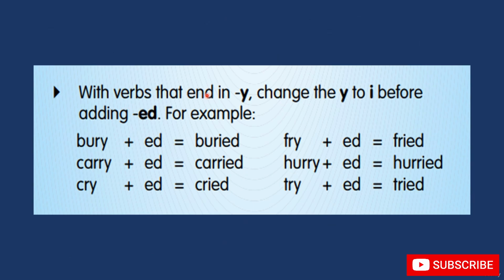With verbs that end in y, we change the y to i before adding ed. For example, bury, I need to add ed. So can I write buried, b-u-r-y-e-d? No. I write what? Buried, b-u-r-i-e-d. So we cross out the y and we add i-e-d.